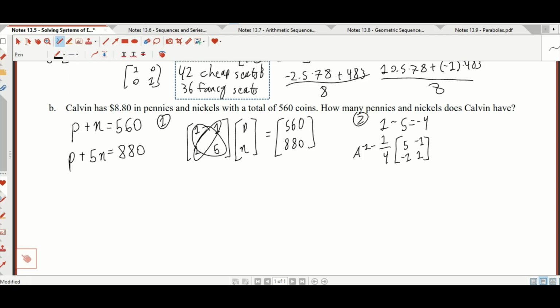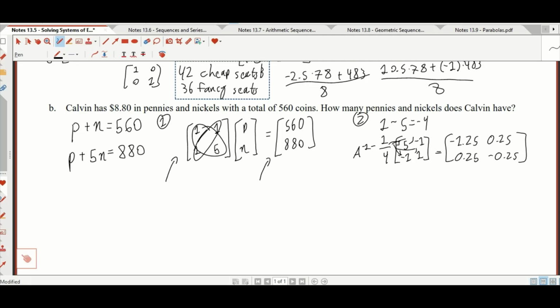Now we're going to multiply both sides by that A inverse. So what's that? Do you want me to multiply that 1/4 through? Yeah, this one really isn't going to be that bad. So let's just go ahead and do that. So negative 1/4 times 5 is negative 1.25. Negative 1 times negative 1/4 is positive 0.25. Negative 1 times negative 1/4 is still positive 0.25. And 1 times negative 1/4 is negative 0.25. There's my inverse matrix.